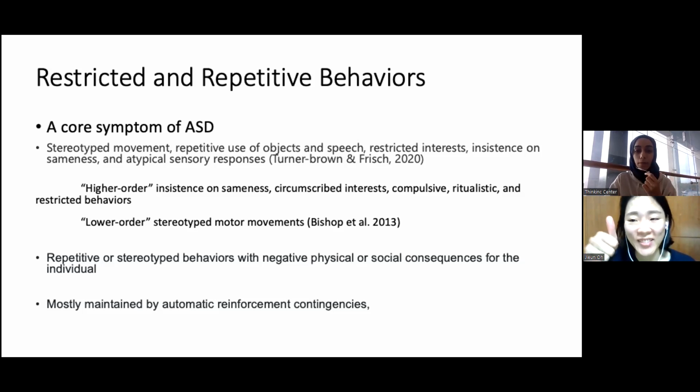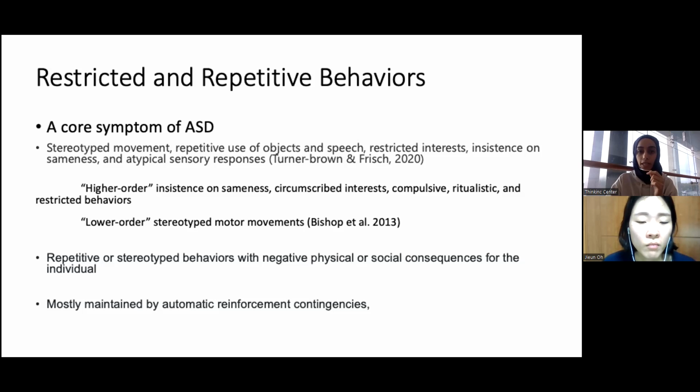Typically what is considered to be restricted and repetitive behavior is specifically behaviors that have a negative physical or social consequence. So it has a negative result on the individual himself or the environment around him, and it is mostly maintained by automatic reinforcement. So it is automatically reinforcing, however, it can also be impacted by social reinforcers for maintaining the repetitive behaviors.